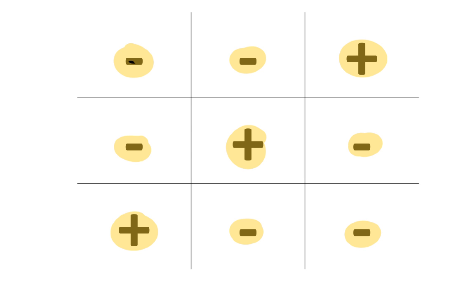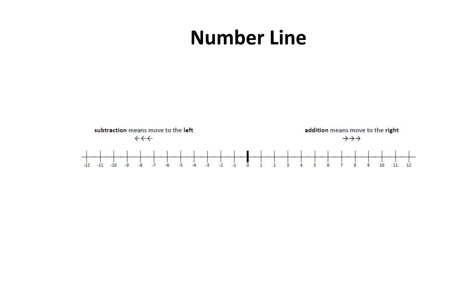It is important to remember that negative is the same thing as minus and subtract, while positive is the same thing as add and plus. Using a number line can be very useful when subtracting integers. Subtraction means you're moving to the left of the number line, while addition means you're moving to the right on the number line.